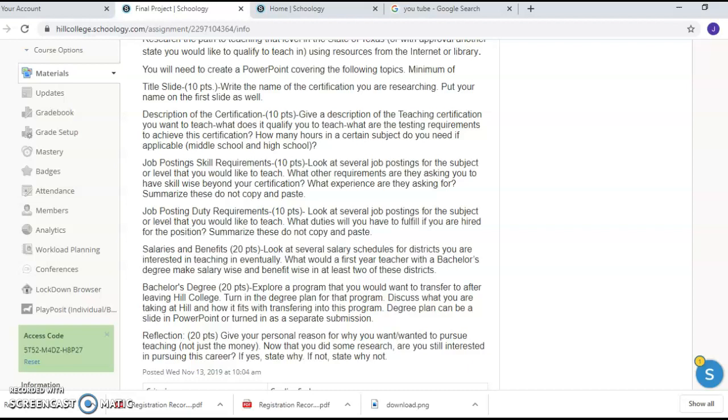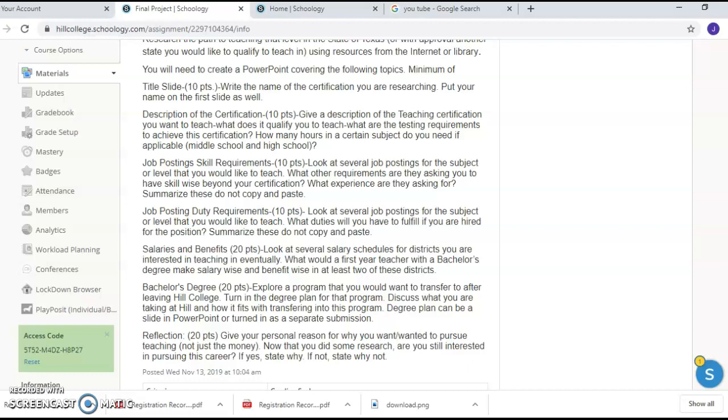Next, you'll find job posting skills requirements. I do not want you to copy and paste the job posting, but talk specifically about what requirements they are asking you have beyond your certification. So maybe they are asking for an ESL. Maybe they want so many years of experience. Maybe they want you to be skilled in Blackboard or Canvas. Maybe they want you to have experience with Microsoft Office. So what other skills are they asking that you have in order to be hired for that job?